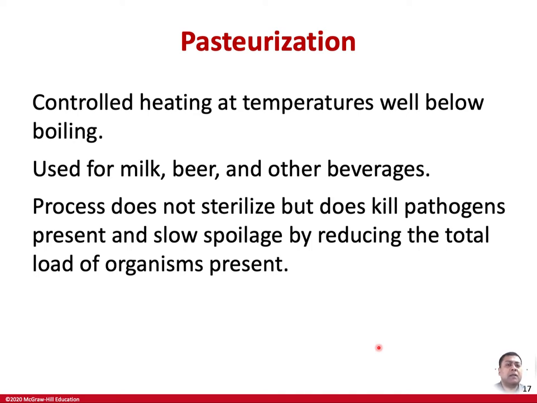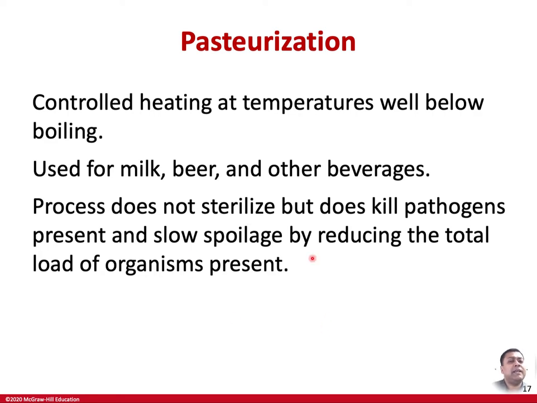These are used for milk, beer, and other beverages where boiling will spoil them. So Pasteur first initiated that process where he heated the material, particularly wine, at about 55 to 60 degrees Celsius to preserve. Now here, the process does not sterilize but does kill pathogens present and slows the spoilage by reducing the total load of organisms present.